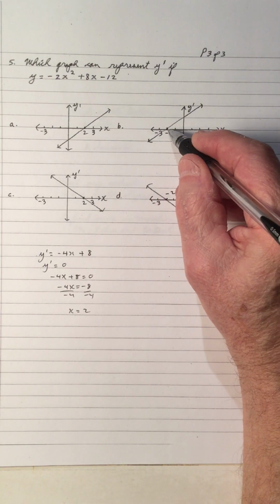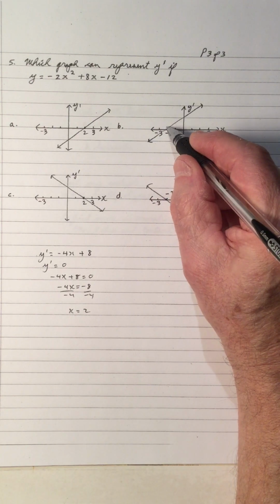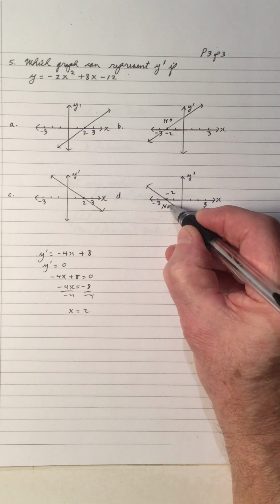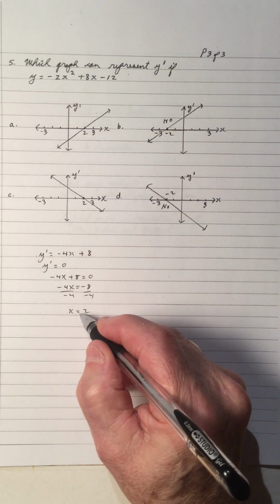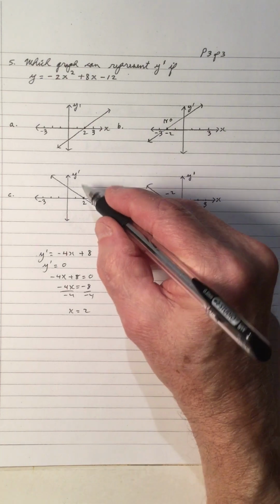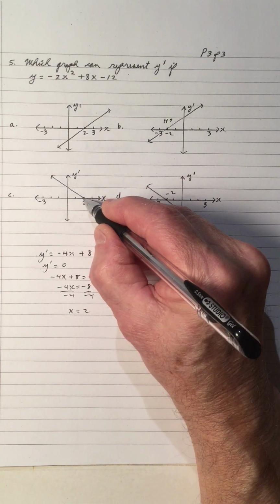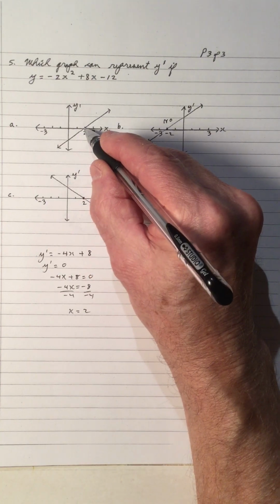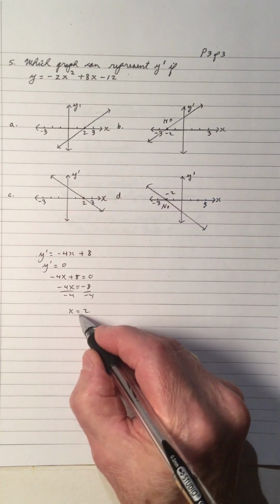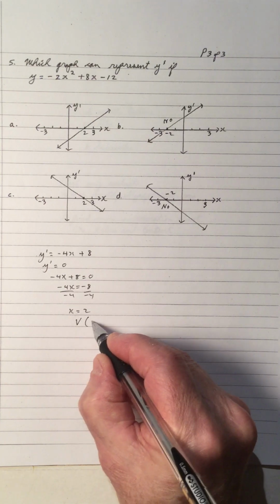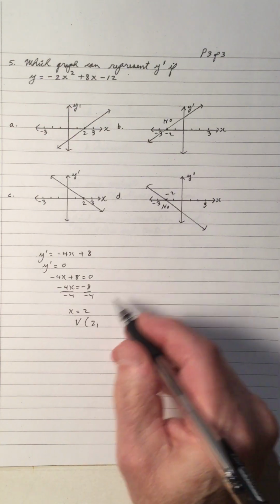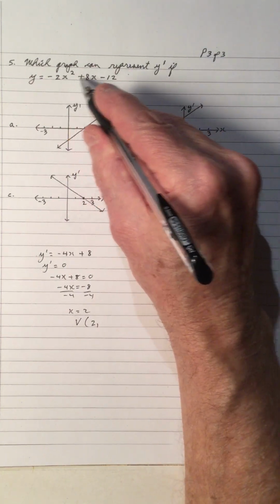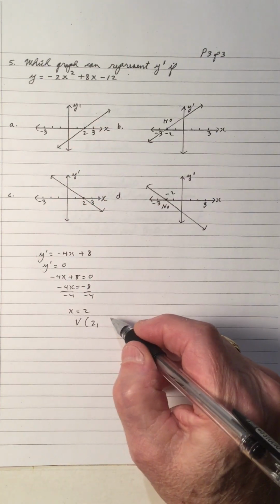So this one won't do. This is a -2. Nope. Because whatever the x coordinate of the vertex is, that's where the linear will pass through the x-axis. So it's passing through the x-axis at 2, because that's the x coordinate of the vertex. So the vertex is 2, comma. Now I can find out what point the vertex is by plugging it back in here, but I don't need it.